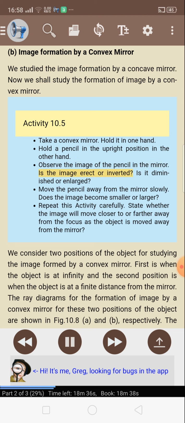Is the image erect or inverted? Is it diminished or enlarged? Move the pencil away from the mirror slowly. Does the image become smaller or larger? Repeat this activity carefully. State whether the image will move closer to or farther away from the focus as the object is moved away from the mirror.